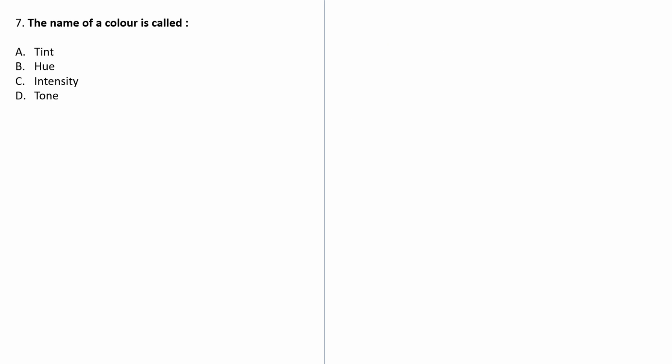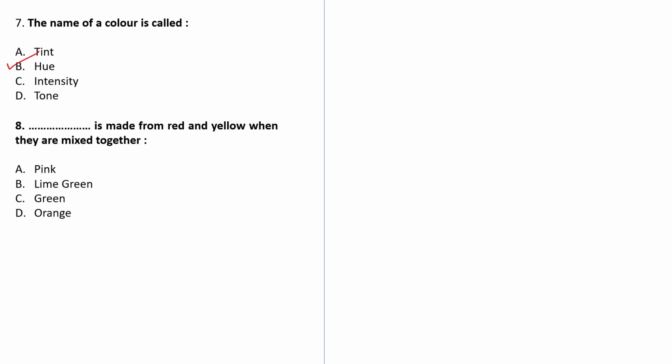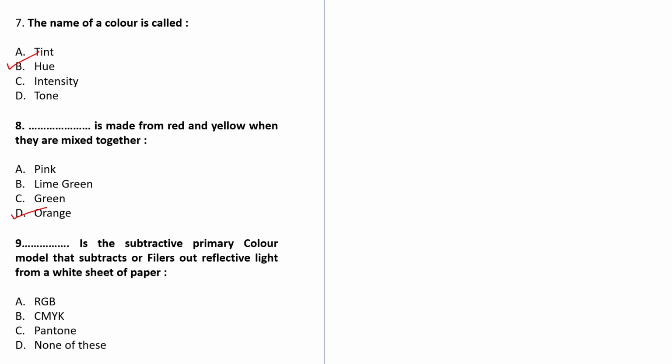Now talking about the seventh question, the name of a color is called hue. Okay, next: dash is made from red and yellow when they are mixed together. Orange, right? It's a very simple question.